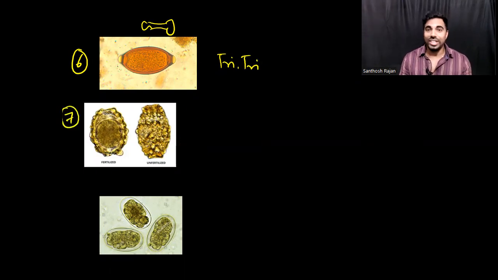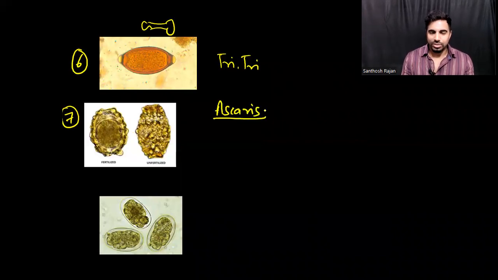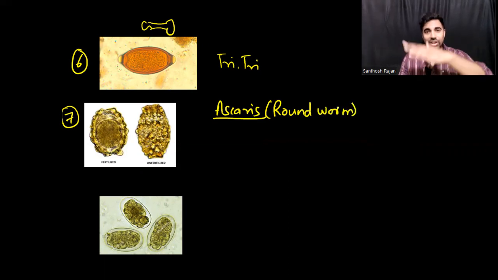This is also important, they can ask. It is the Ascaris egg, Ascaris lumbricoides. In common terms, they call it roundworm. There are many roundworms, but whenever they say roundworm, it means Ascaris. The roundworm itself has a clue, R-O-U-N-D. We'll talk about this in later classes, it's in my previous videos, but for now remember, Ascaris is Ascaris.